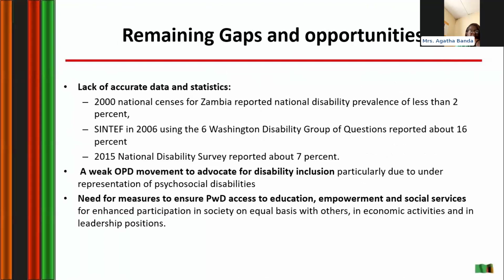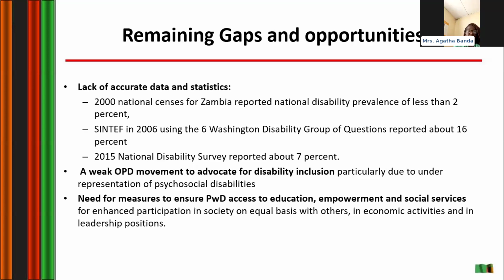I heard one speaker mention the issue of accurate data and statistics. Even ourselves as a nation, we have that challenge, and there's a lot of opportunity around that. The 2000 national census for Zambia reported a national disability prevalence of less than 2%. Then we had the first national disability survey in 2015.